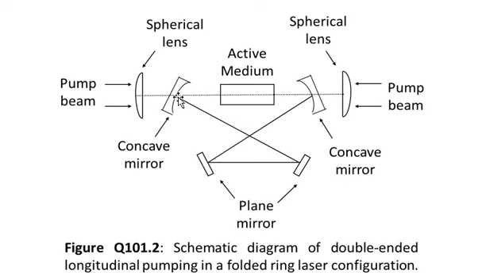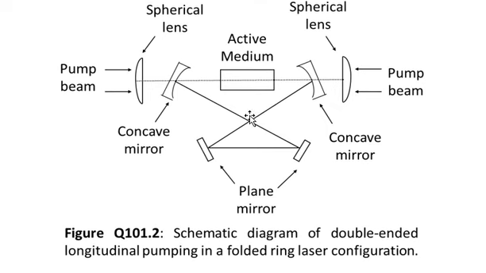That is, the light from the concave mirror will be focused on one of the plane mirrors, and then from this plane mirror the beam is diverted to another plane mirror, and from that plane mirror the beam is diverted towards another concave mirror, and from that concave mirror to the active medium, and through the active medium to the concave mirror from which we started the discussion. So in this way the resonator is formed, and this is called the folded ring laser configuration. Folded in the sense that the beam is being folded over here. This is the folding region of the two beams.